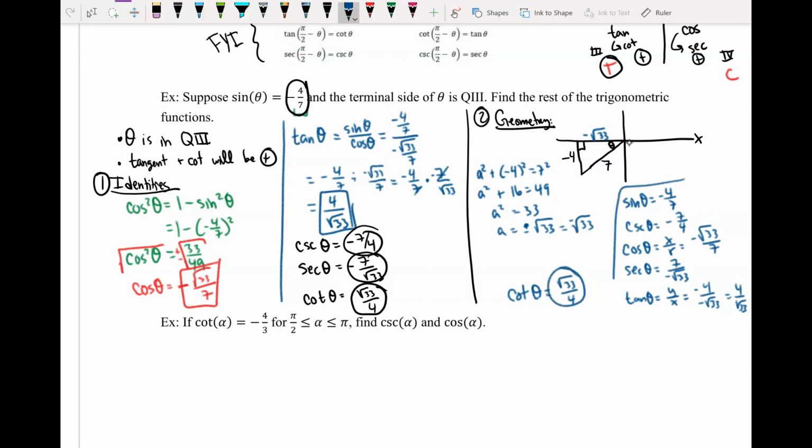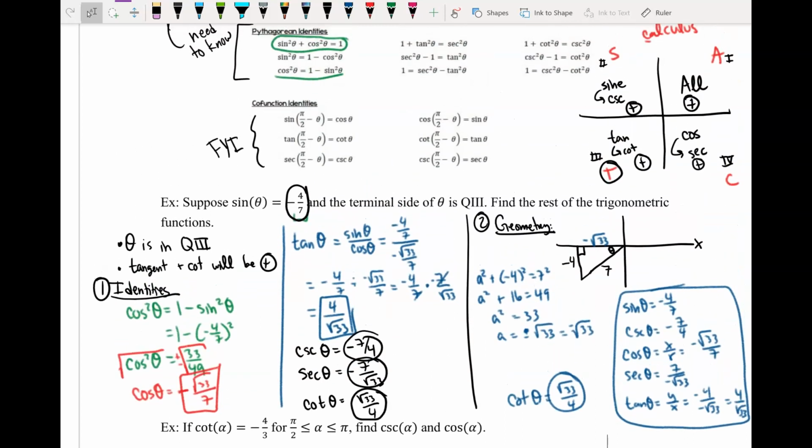And notice that you get exactly the same thing here. Okay, so you have an option. You can either use identities or you can use geometry. So whichever you'd like to do. If you're more of a fan of algebraic stuff and using identities, you can do that. If you're more a fan of geometry, then do that.